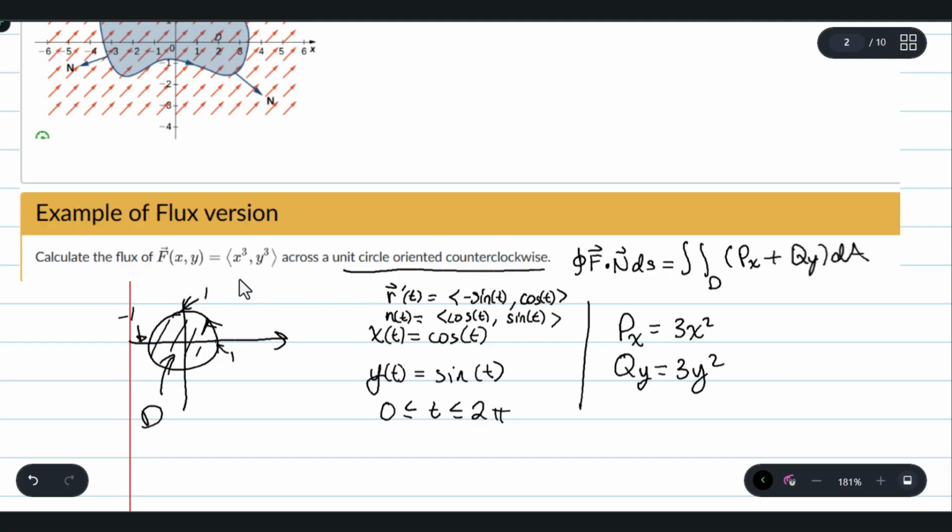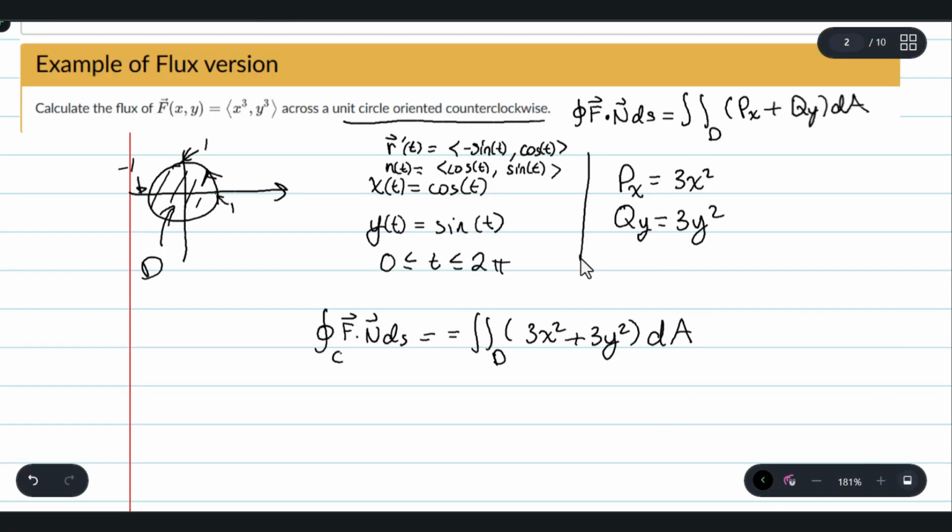I take my x component of my vector valued function, take the partial derivative with respect to x, and that gives me this 3x squared. I do the same thing for my y component, so I take the partial derivative with respect to y, and that gives me this 3y squared. I substitute those calculations into the appropriate part of the formula, and now I have to work out my limits of integration.